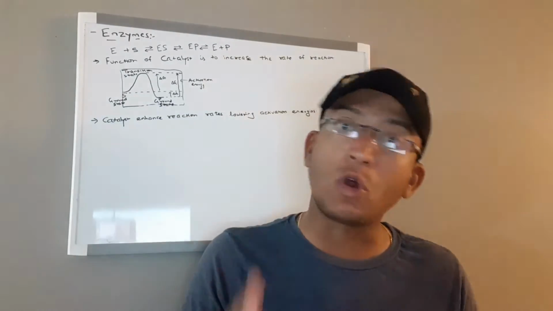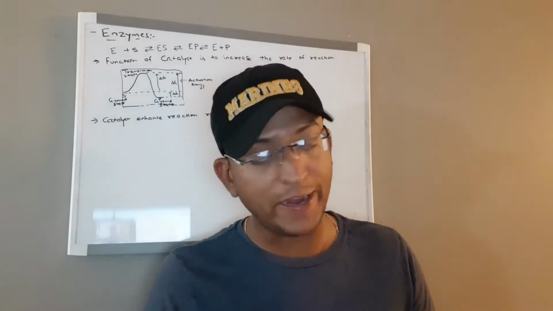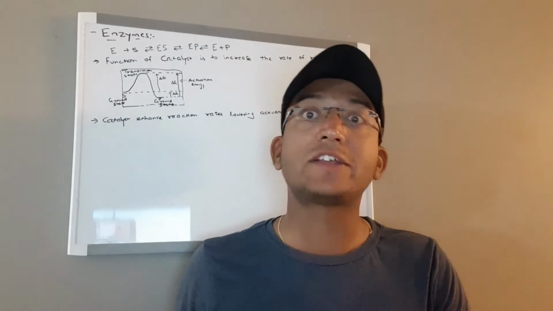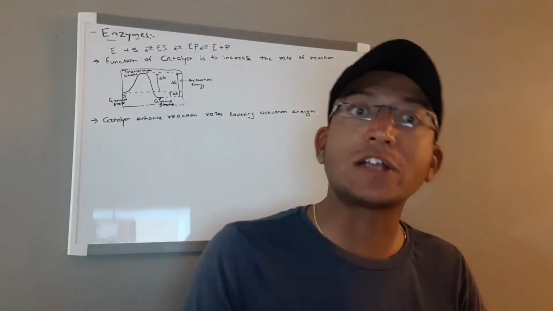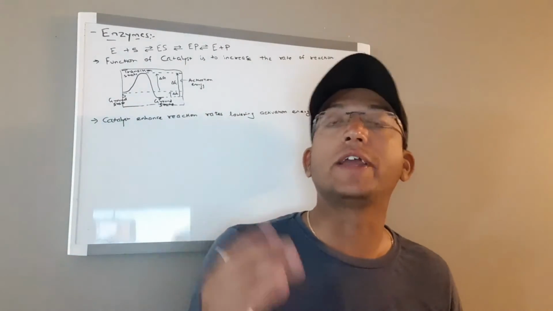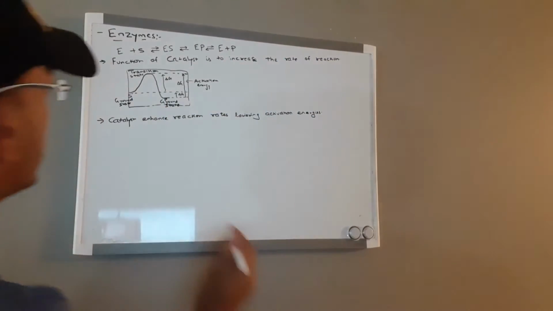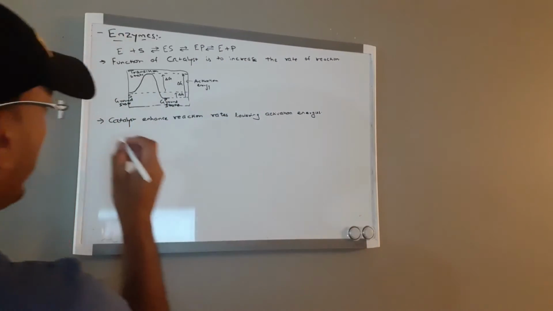So the enzyme is not used up in the process and the equilibrium point is unaffected. However, the reaction reaches equilibrium much faster when the appropriate enzyme is present because the rate of reaction is increased. All right, so we'll see one more reaction.